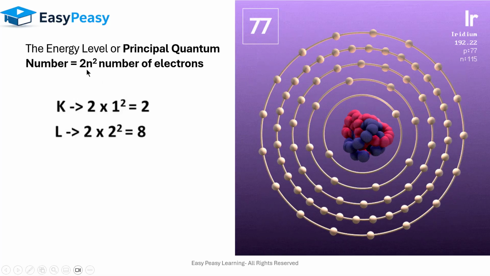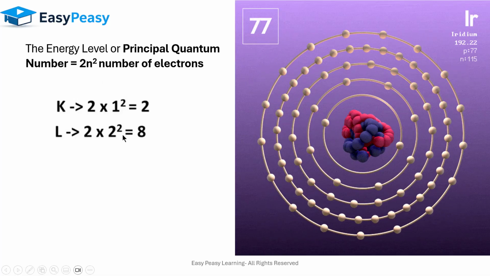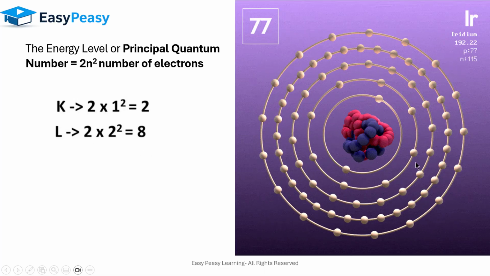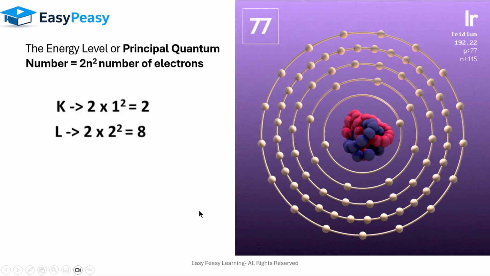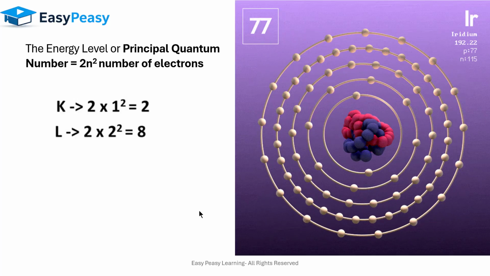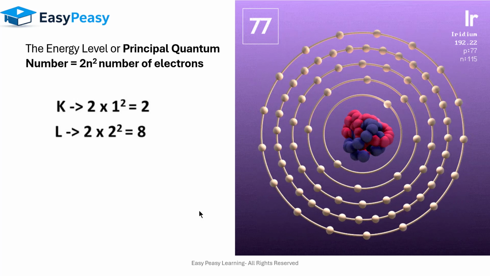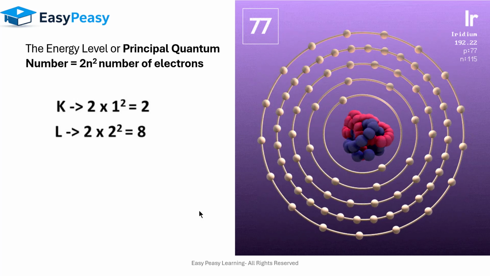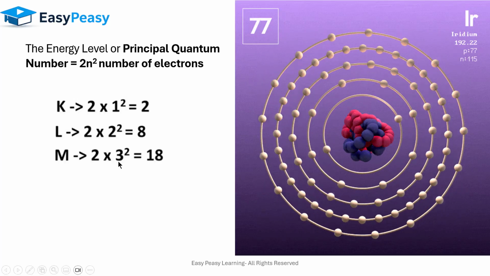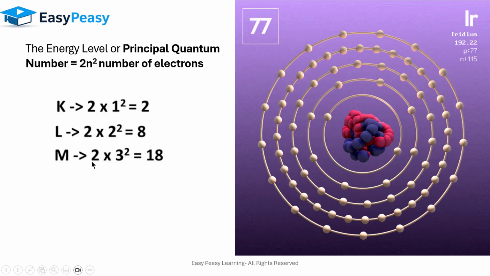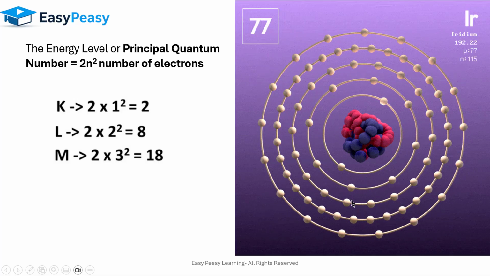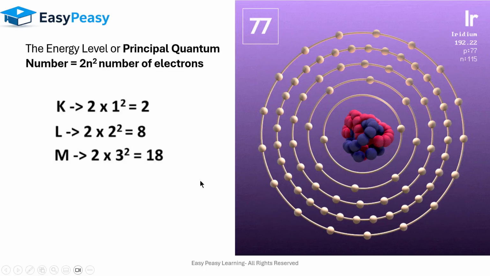On the second shell, n will be equal to 2. So 2 times 2 is 4, and 4 times 2 is 8. So the maximum number of electrons the second shell can accommodate is 8. Again, can you tell me how many electrons the third shell can have? Okay, so now the value of n is 3. If we put 3 here, 3 multiplied by 3 is 9, and 9 multiplied by 2 is 18. So on the third shell, the maximum number of electrons that this shell can accommodate is 18.